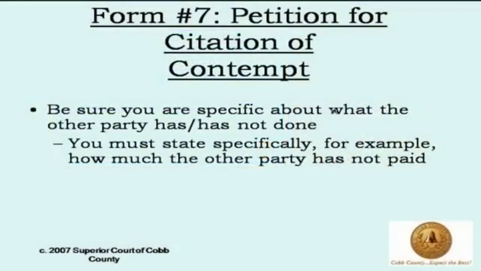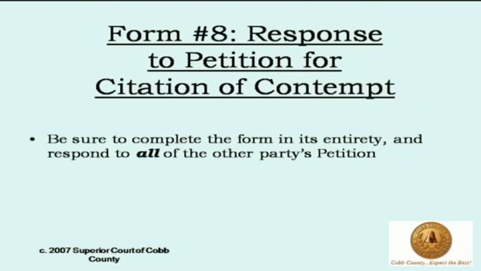Also, as I said earlier, be sure to complete the form in its entirety. And if you have been sued for contempt, or you have had a petition for citation of contempt filed against you, be sure to respond to every allegation made by the party who has filed the petition.